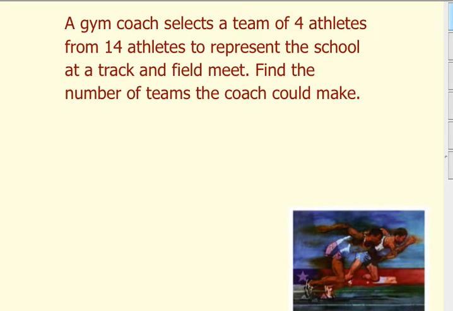Okay. So let's take a look at this next one. It says that a gym coach selects a team of 4 athletes from 14 athletes to represent the school at the track and field meet. Find the number of teams the coaches could make. Now, to me, the word teams implies that there's not really an order to anything. We're just looking for a group of 4 athletes to take.